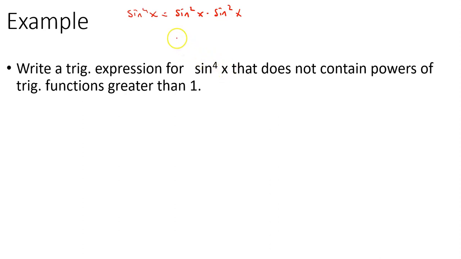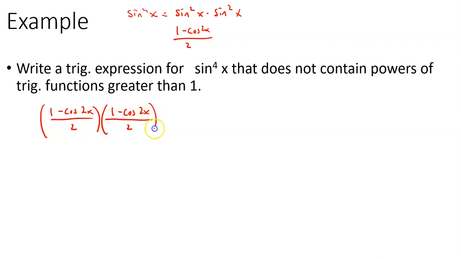So sine squared, remember, is 1 minus cosine 2x over 2. So I'm going to get 1 minus cosine 2x over 2. That's the first sine squared. The second sine squared, again, is 1 minus cosine 2x over 2. 2 times 2 is 4, so I'll pull out the 4. FOIL the 1 minus cosine times 1 minus cosine, and I get 1 minus 2 cosine of 2x plus cosine squared of 2x.